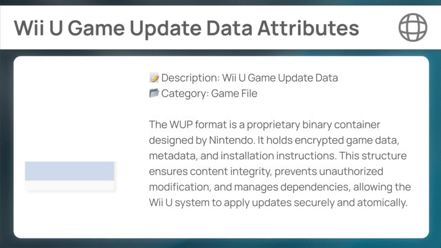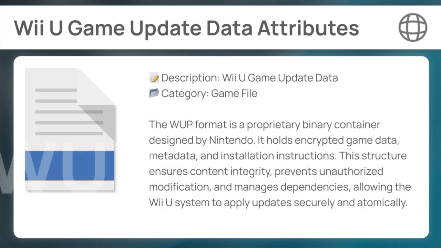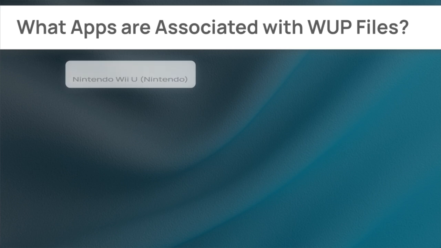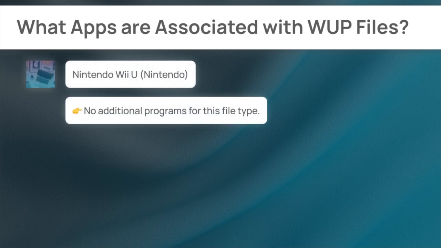The WUP format is a proprietary binary container designed by Nintendo. It holds encrypted game data, metadata, and installation instructions. This structure ensures content integrity, prevents unauthorized modification, and manages dependencies, allowing the Wii U system to apply updates securely and atomically. The fundamental software link for WUP files is built around Nintendo Wii U by Nintendo.